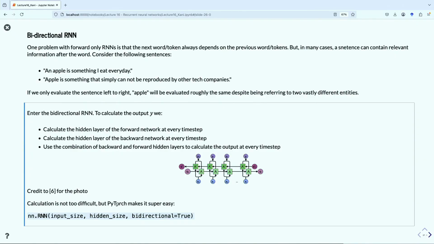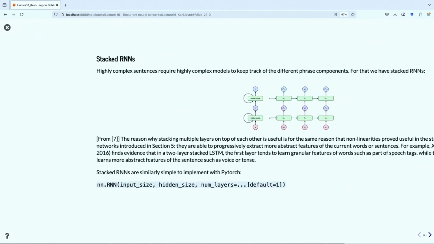The nice thing is that, yes, this makes the calculation more complex, especially if you had to do it by hand or in NumPy. But thanks to Torch, the nn.RNN module has a little bidirectional option that you can set to true to make the recurrent neural network bidirectional.